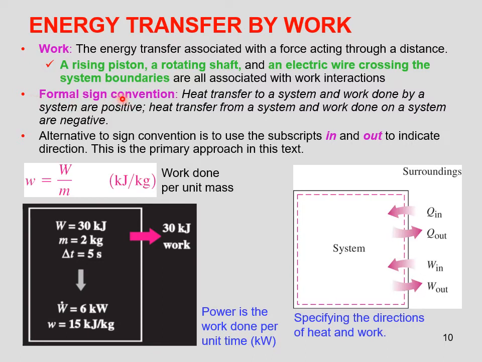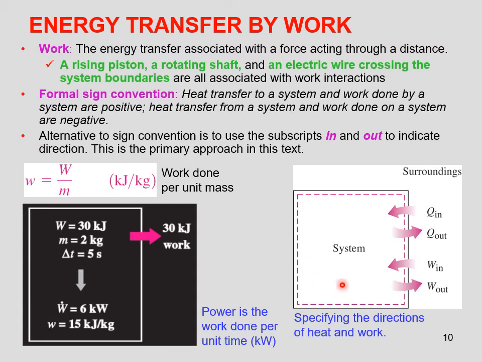So our book has what's known as a sign convention for all forms of work and heat, because you have heat and work being transferred in and out of the system. One way to do this is to treat heat to a system and work done by a system as positive, heat transfer from a system and work done on a system as negative. That's a little confusing, and our book uses what I think is a better method, which is to use the subscripts in and out to indicate direction. I think this makes it a lot more clear.